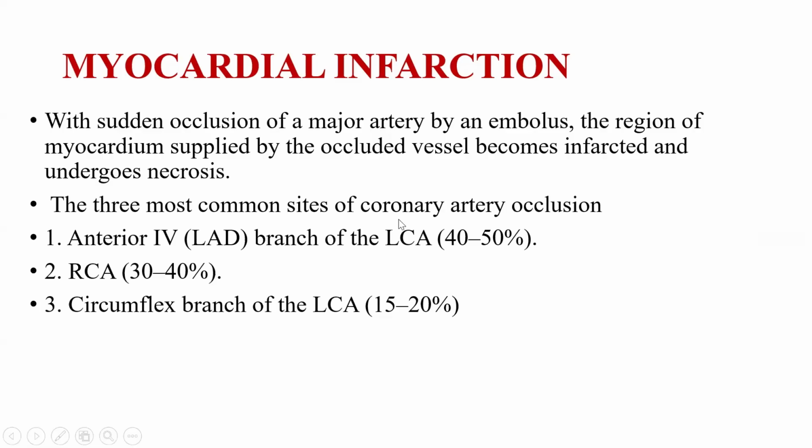So the three most common sites of coronary artery occlusion are the anterior interventricular artery, that is the LAD, which is a branch of the left coronary artery, in 40 to 50% of cases. Then comes the right coronary artery, 30 to 40%. Then comes the circumflex branch of the left coronary artery, which is occluded in 15 to 20% of the cases.